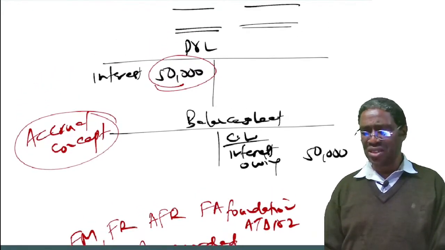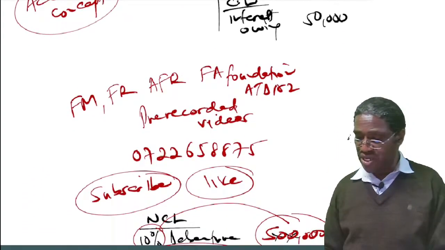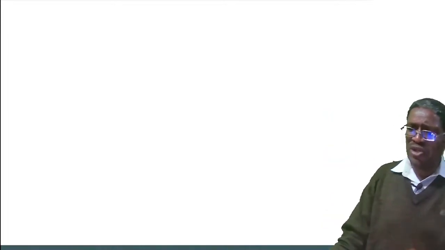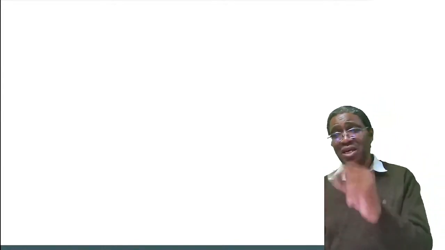Now let me discuss the second one. The second one I want to discuss for purpose of publication is the statement of financial position. That is the balance sheet. How do you present it for publication purposes? No, the statement of financial position, the balance sheet, for publication purposes. Now listen.